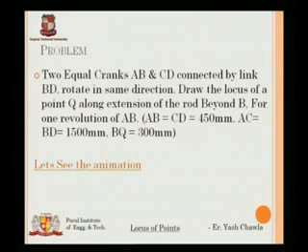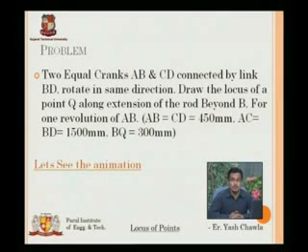So I have taken both the links rotating in the same direction, and we want to draw the locus of a point which is beyond, on the extension of the connecting rod. So let's say two equal cranks AB and CD. AB and CD are two cranks, or say links, which are rotating in the same direction, and AB and CD are equal. So all these points are clear. AB and CD are cranks, both rotating in the same direction, both have the same length.